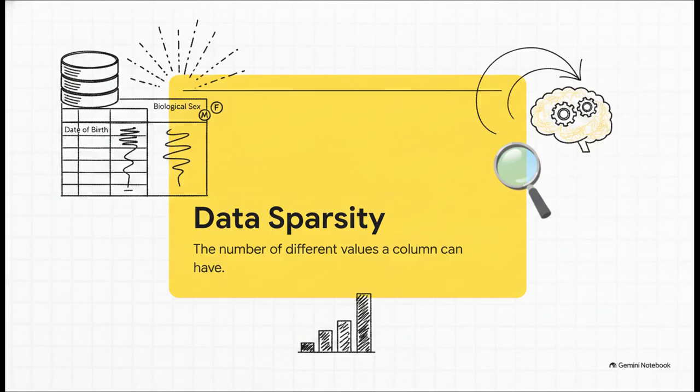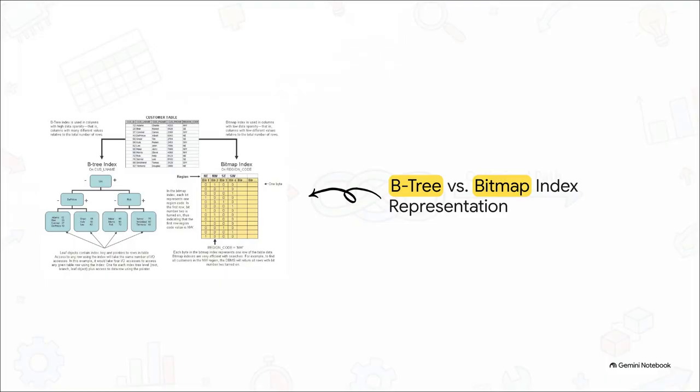Think of a biological sex column, which might just be M or F. Knowing the sparsity metric is exactly how we decide which type of index will actually be effective. And that concept of data sparsity leads us directly into our two main types of indexes.